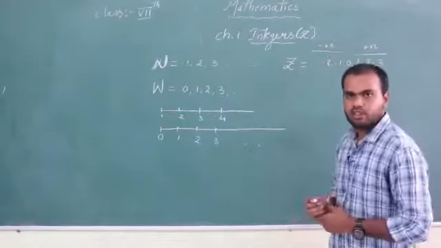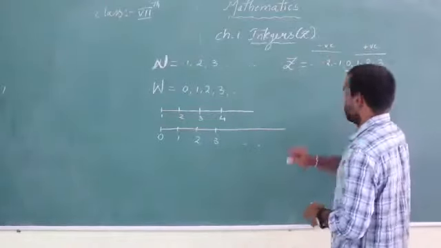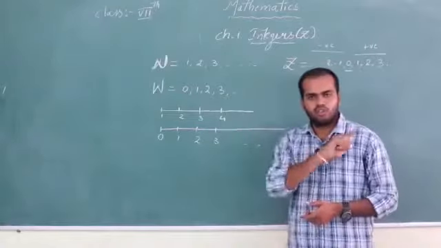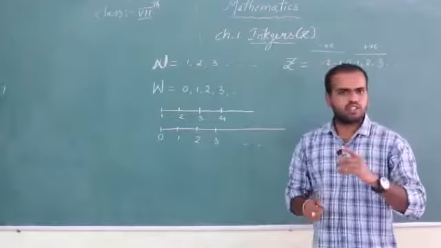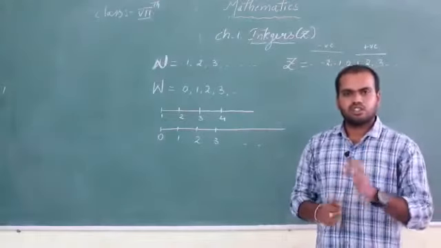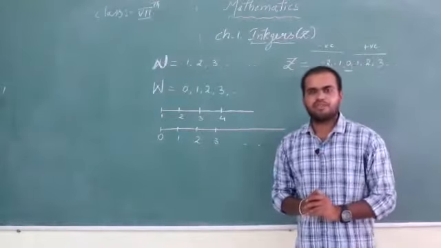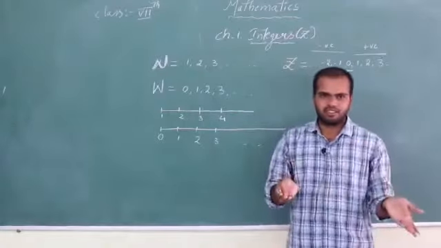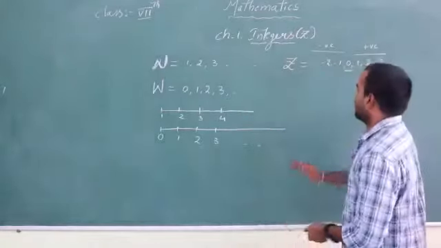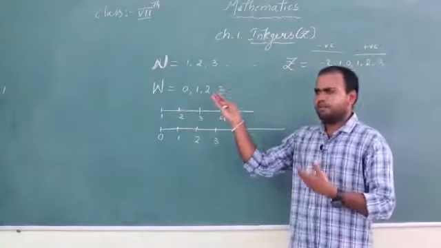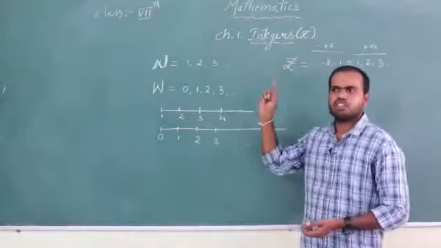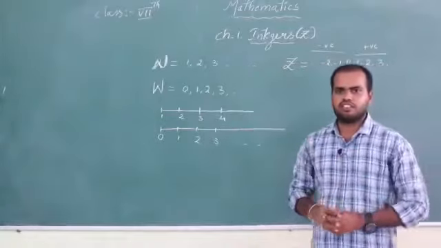Then you may have the doubt: sir, what is this 0? Is it a positive number or a negative number? No, it is not a positive number and it is not a negative number. 0 is neutral, it is just 0. We don't have +0 and we don't have -0. Now we studied natural numbers and whole numbers. Why are we studying integers? What is the use of integers?